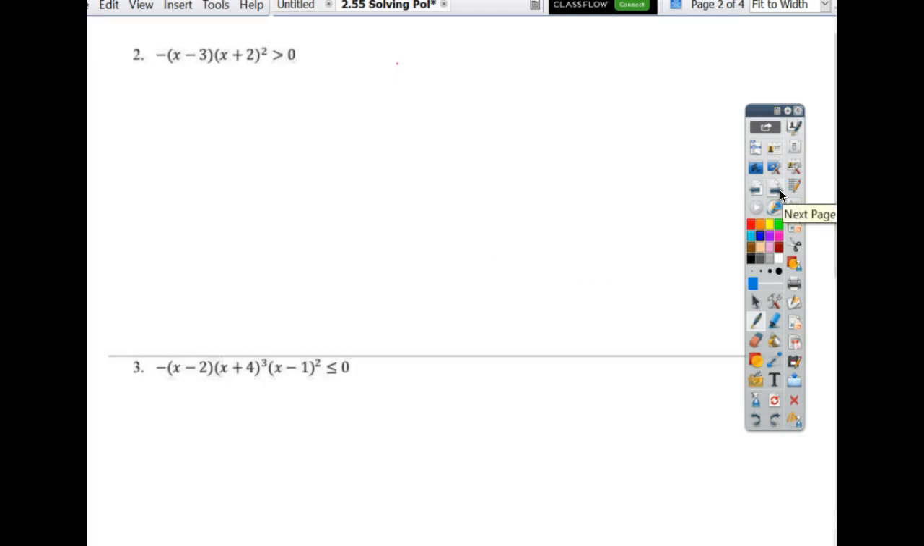So problem number 2. If I draw the number line and put the zeros on there, I get 3 and -2. So I have to test this portion, and this portion. This time, there's no line, so it's an open circle. And this time, I want greater than, so I want positive.